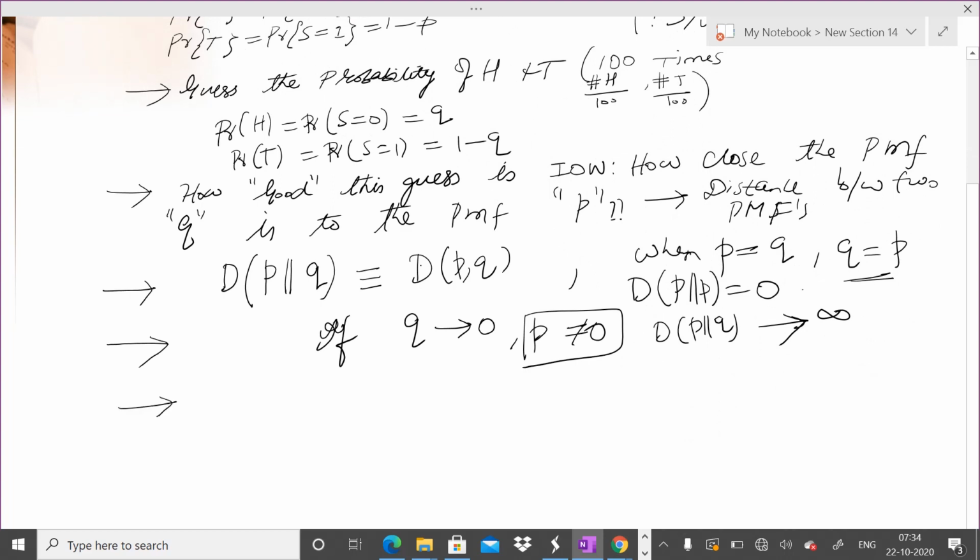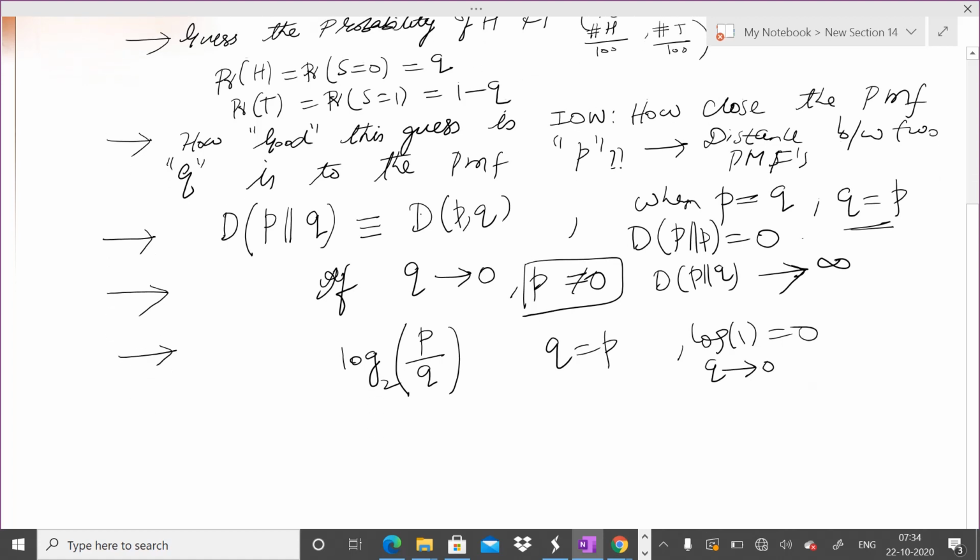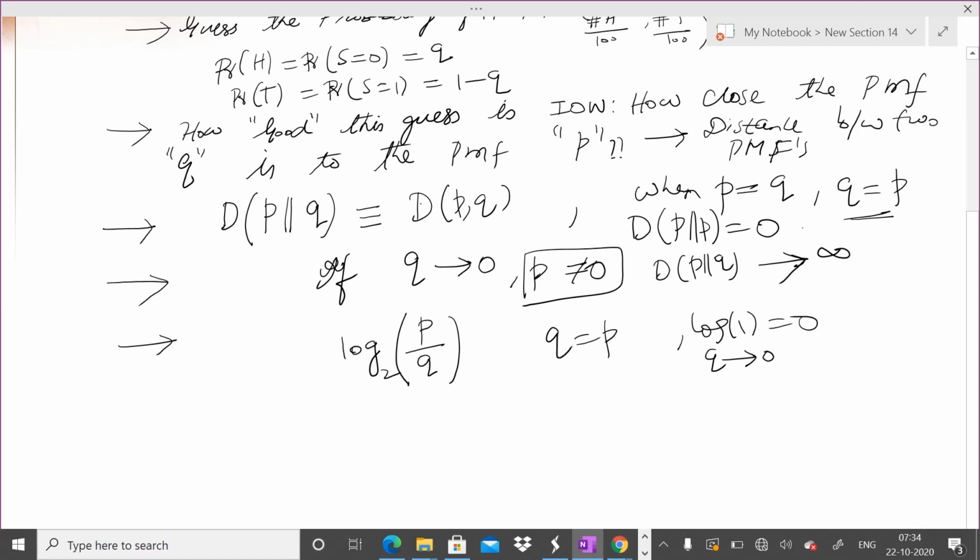Now one of the ways is, suppose in case of this, again, coin tossing, if you write P divided by Q and you put a log on it, this is one of the functions which satisfy this property. You can see clearly that if Q is equal to P, it becomes log of 1, and that is 0, right? And also if Q tends to 0, then this log of P over Q goes to plus infinity, right? Because P by Q goes to infinity, so it diverges.